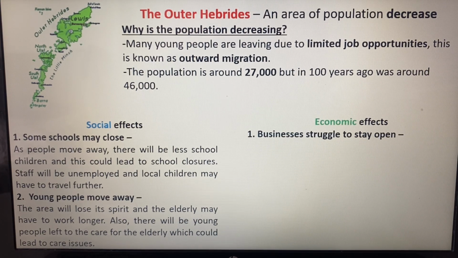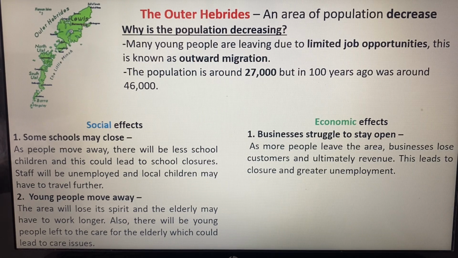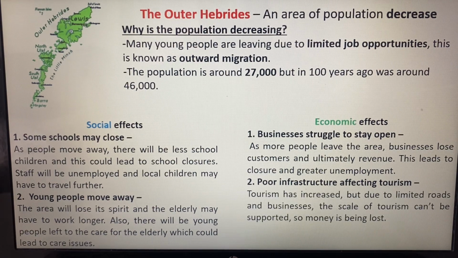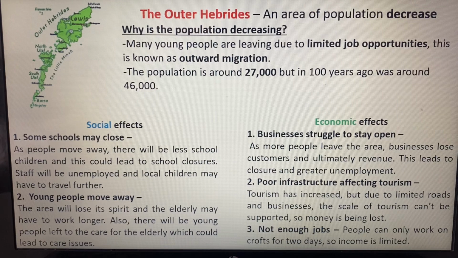So businesses may struggle to stay open. As more people leave the area, businesses lose customers. That's true, and that could increase unemployment. Another thing about this is poor infrastructure affecting tourism. The Outer Hebrides is known for its tourism, but because people are moving away, you could easily link it to how tourism has increased, but because there's a lack of businesses and not many good roads, money is being lost. And we can say that there's not enough jobs in the area. This is the main reason, you could argue, for the negative economic impacts in areas where population is decreasing.